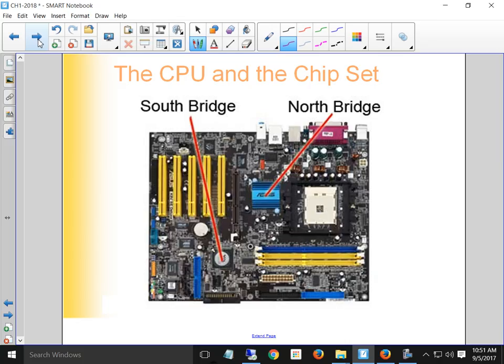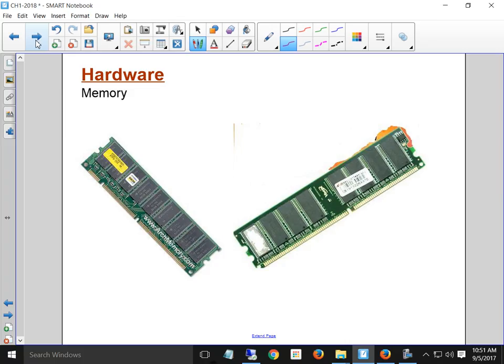I did not mention the chipset when we talked about this last time. Questions on the chipset? North, south. North: video and RAM. South: everything else. North, busy, busy, busy. South, not so busy. Okay? And that's the intro. We're going to talk more about it in chapter 4 when we talk about motherboards in general, but that's the intro to what the chipsets are.